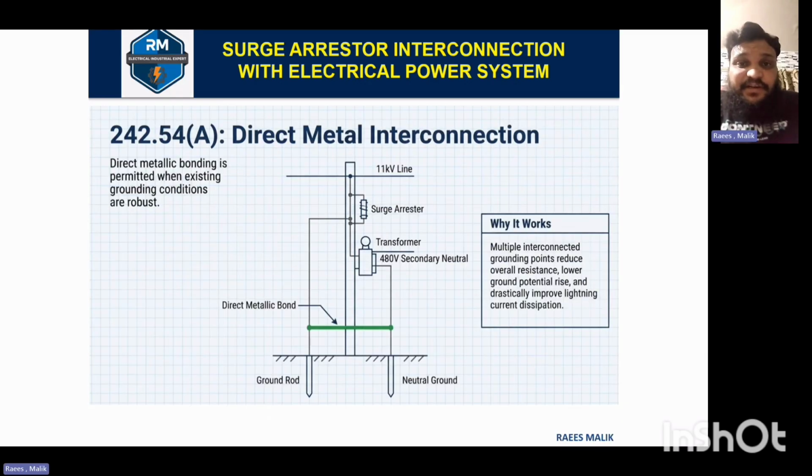Accordingly, when it comes to direct metal connection, direct metal bonding is permitted when existing ground conditions are robust. The picture clearly shows how the surge diverters and the secondary of the neutral are connected to the ground, and both are at the equipotential surface. So there is no rise of unwanted voltage, and the surge or lightning strike can safely be diverted to the ground, and the ground resistance shall always be low and drastically improve lightning current dissipation.